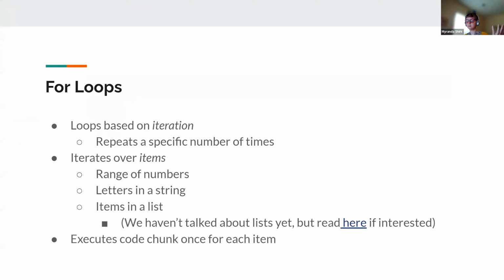For loops are based on iteration. These repeat a specific number of times. I saw that someone in the chat asked, what if we ask the user to guess a specific number of times? This is when we can use for loops. So this will iterate over what I'm going to call an item. And that item can be a range of numbers. It can iterate over the numbers 1 through 10. It can iterate over letters in a string. It can iterate over items in a list.